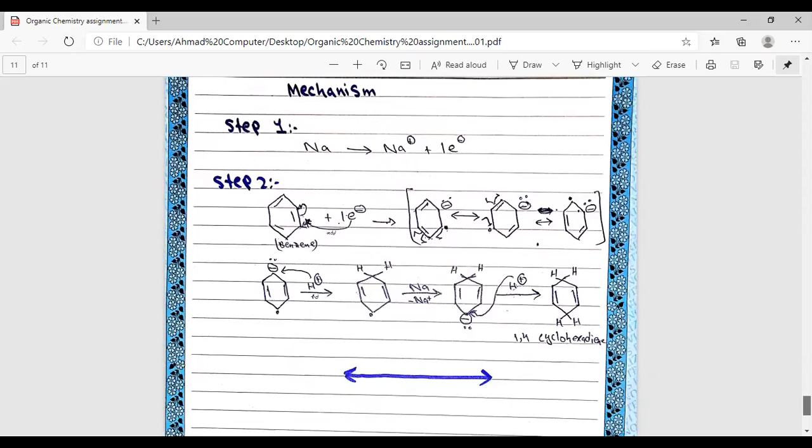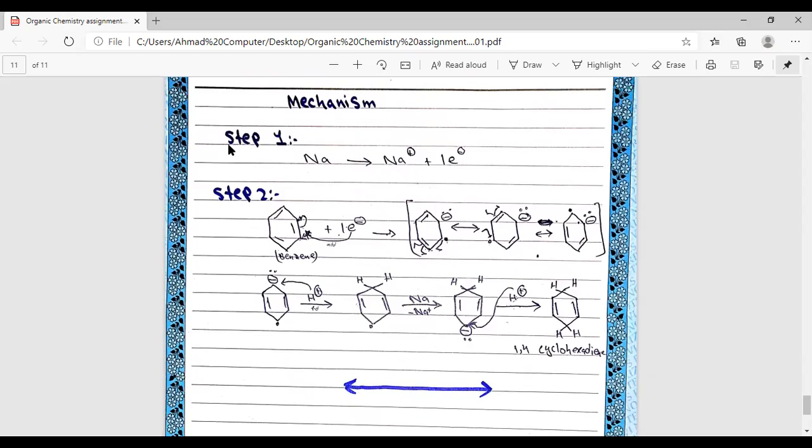Here the mechanism has two steps. In the first step, sodium reacts and forms sodium ion plus one electron. In the second step, benzene reacts with one electron. In this, the one electron reacts on these carbon atoms. So here there are three carbon double bonds in this structure.